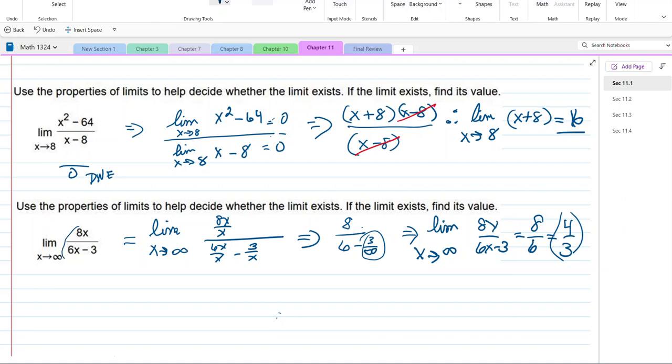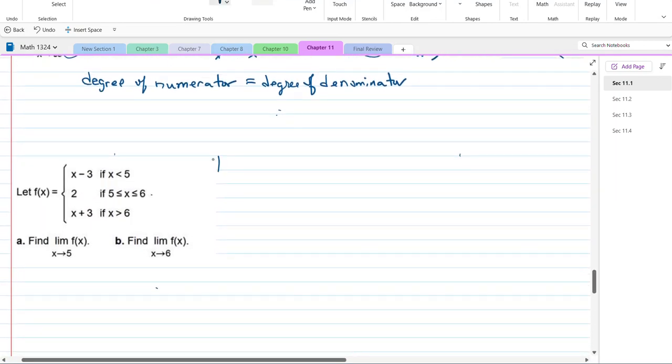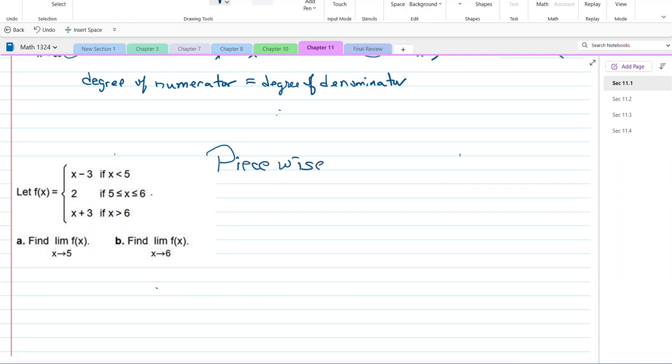Again, we could see it right here because the degree of the numerator, and again, we studied this before, is the same as the degree of the denominator when we did rational expressions. But in calculus, we just divide everything by x to get it to where it is. Now, this is piecewise, and it's a different animal because we don't know if there's gaps or not.